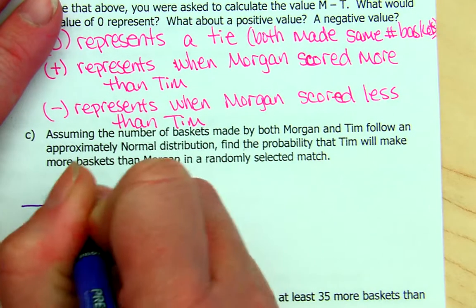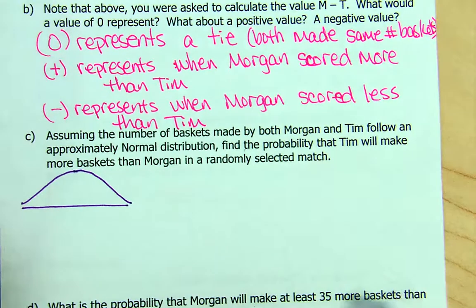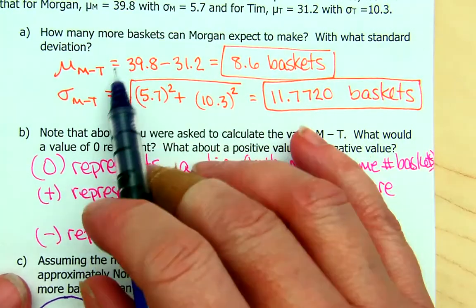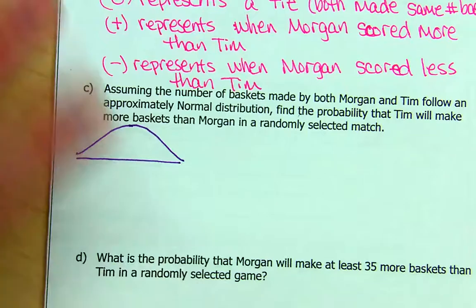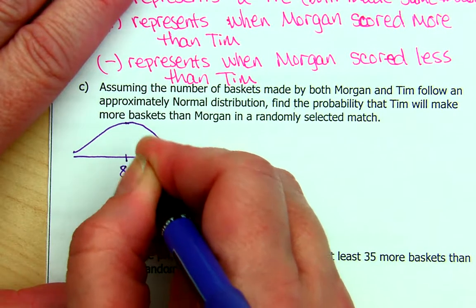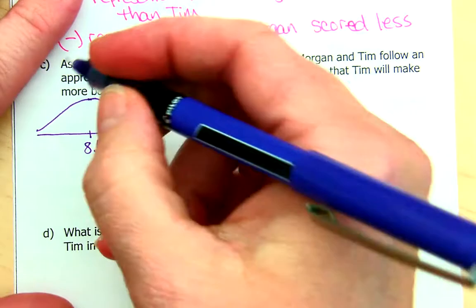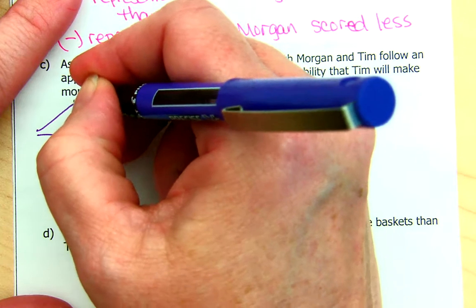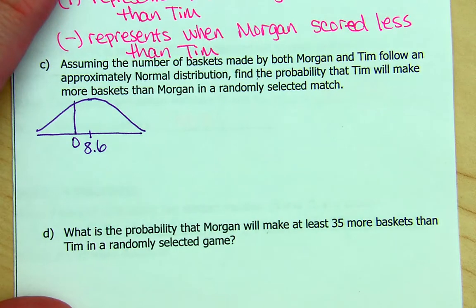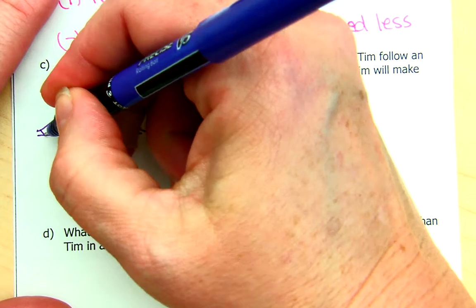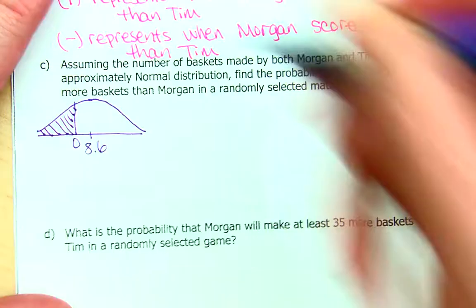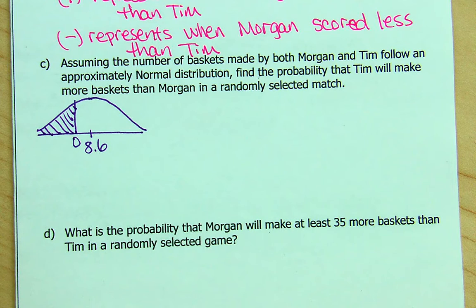So what that looks like when I draw the sketch, I found up here in part A that the difference between the two has an average of 8.6. So that's going to be here in the middle. And I want to know, when is it a negative difference? So I'm going to be labeling 0, and I'm looking for where it is negative. So I'm going over here. Does this make sense to you, that that's the area that we're looking at?